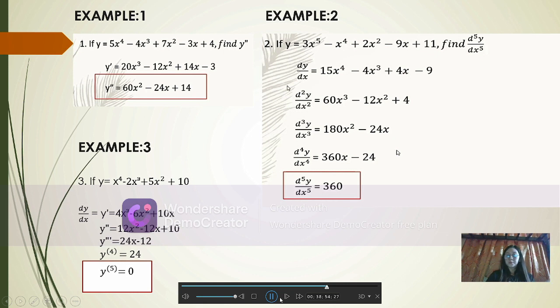So, dy over dx is equal to 15x to the fourth power. Bakit siya naging ganyan? Kasi nga, dito, 3 times 5 is equal to 15. So, minus 1 ulit tayo, magiging 4. Dito naman, minus 4x to the cube power.